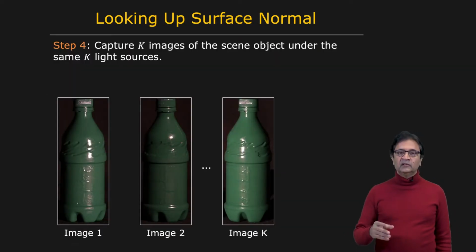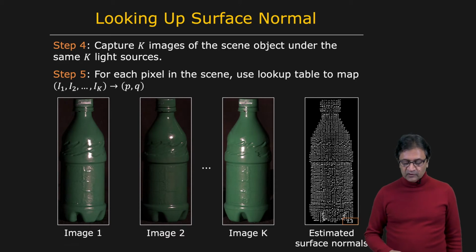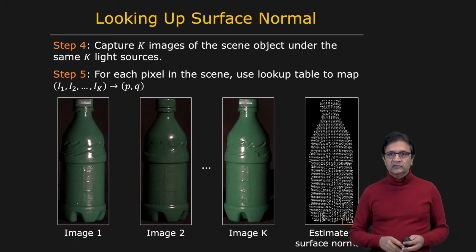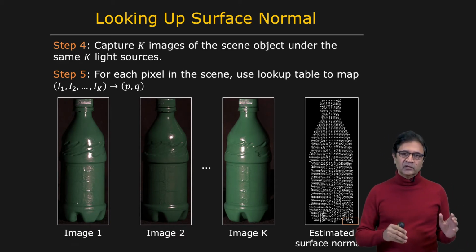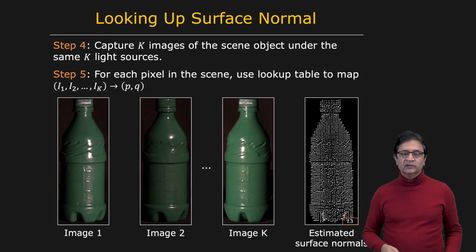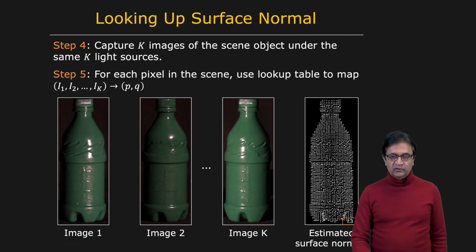You illuminate the object of interest with the same set of light sources, take a set of K images, and then at each point on the object, you're going to simply take the K-tuple, the intensity values I1 through IK, go in and look up your lookup table and read out the (p, q) value corresponding to that point. So you get a surface normal map. Very simple. As long as the calibration can be done, it's a very, very simple approach to photometric stereo.